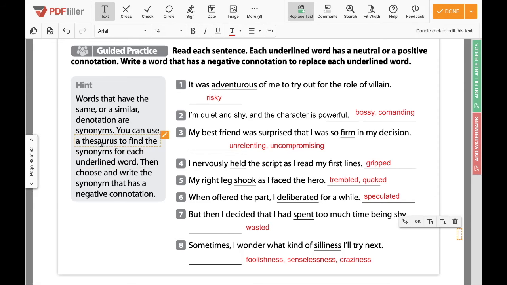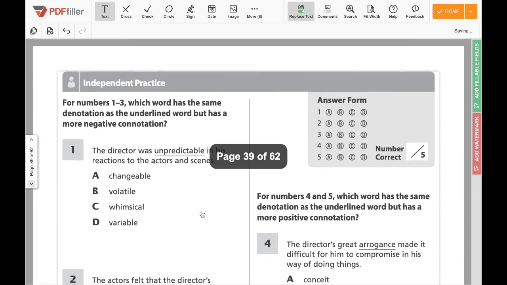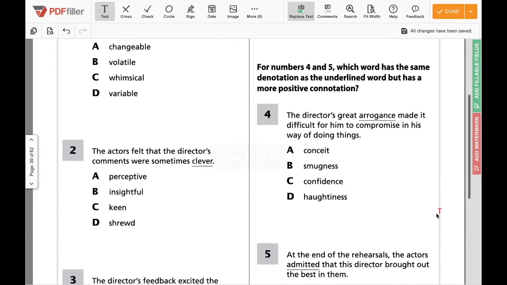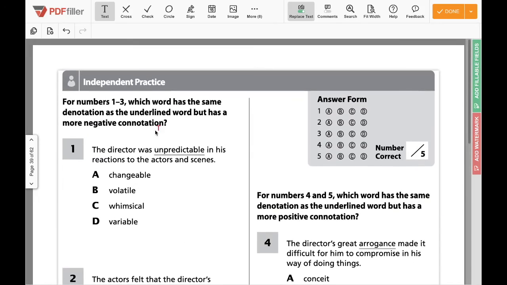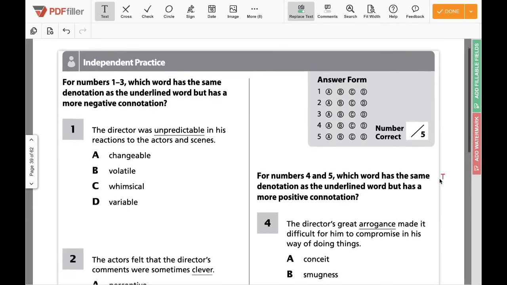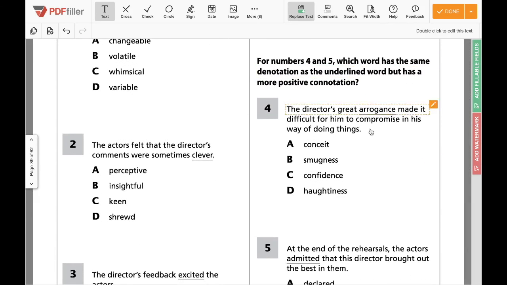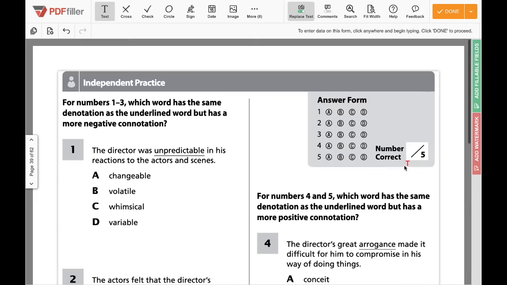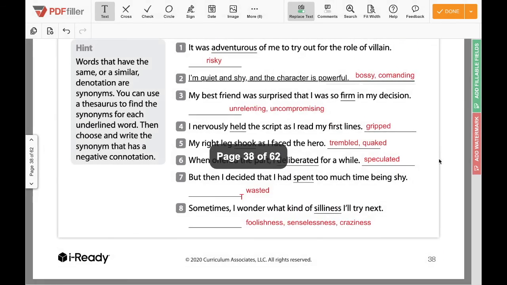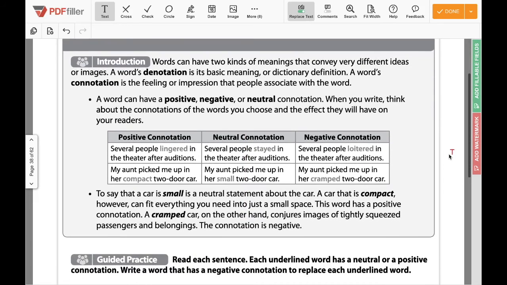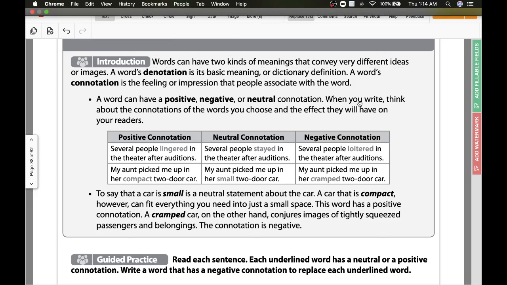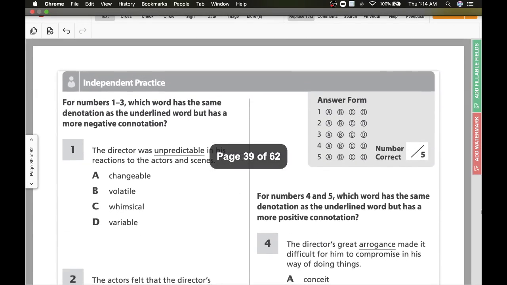Hopefully that made sense to you guys. Now you guys are going to do 39 on your own, which asks you to take a look at which words have a negative connotation and which words have more of a positive connotation. Again, we need to remember, I know we didn't talk too much about denotation because that's kind of self-explanatory. With context clues, we spent a lot of time with denotation. Connotation is what feeling or impression the word is giving you. So I want you guys to do page 39 for today.